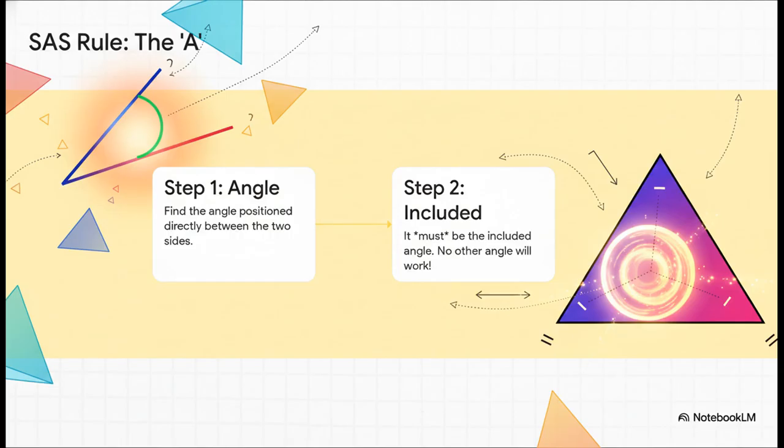Next up, we've got A for angle. Now, listen up because this is a super important detail. It can't be just any old angle. It has to be the angle that's formed between the 2 sides we're comparing. We call this the included angle because it's kind of sandwiched right there in the middle.